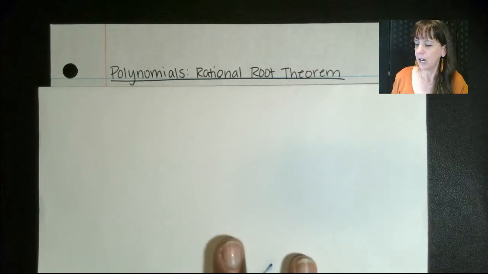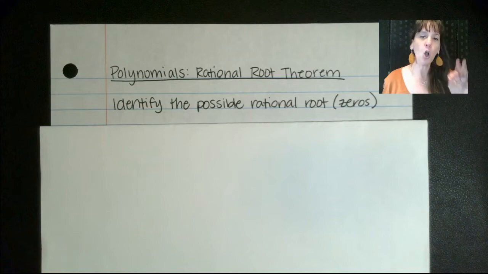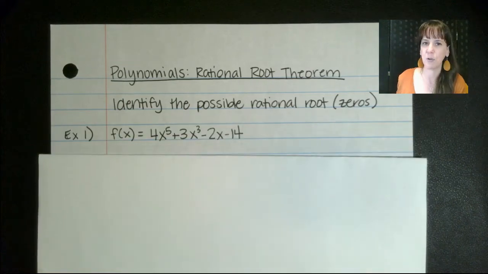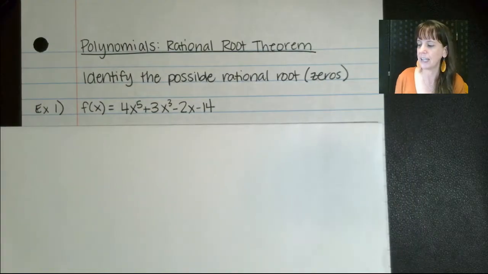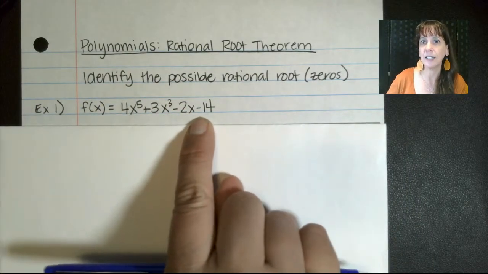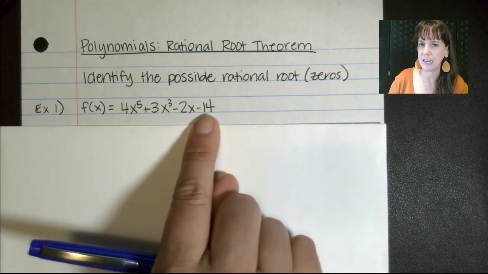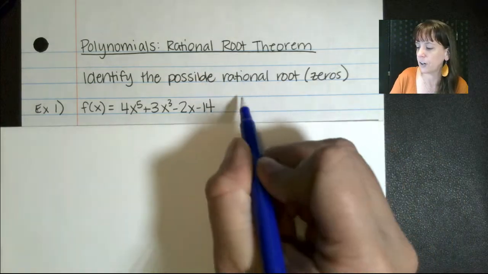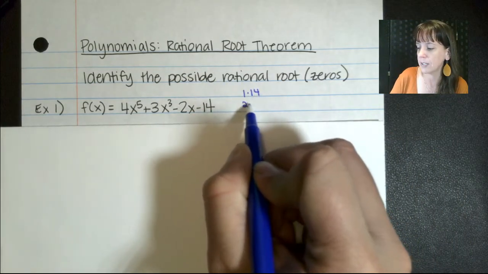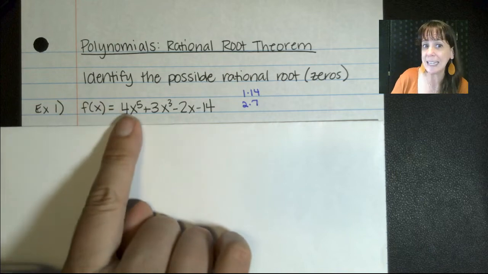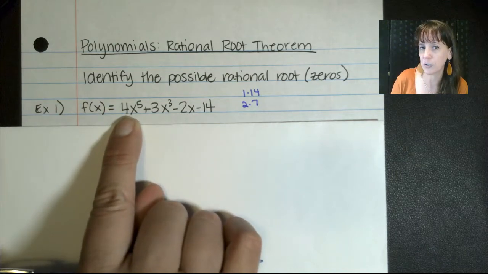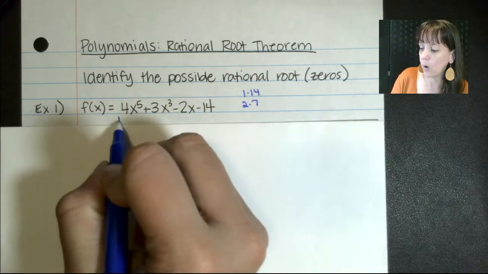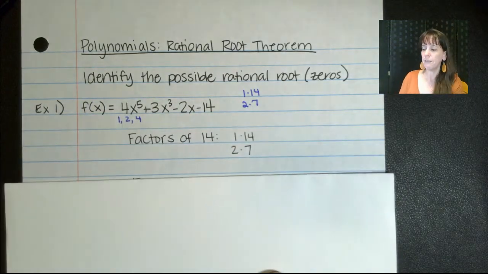Here's what we do. We first have to identify all of our possible rational roots. To do that, let's take a look at this example right here. We take the last constant. It has no variable attached to it, and we find all the factors of that. In this case for 14, our factors are 1 and 14 and 2 and 7. Now I look at my leading coefficient and take all the factors for that, so that is 1, 2, and 4.